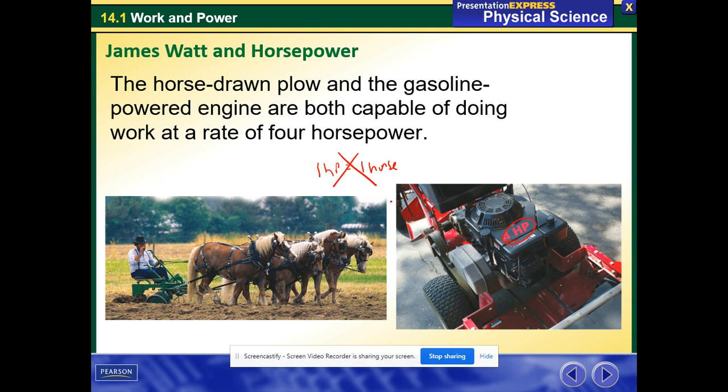This does not equal. Horses can actually pull with a max strength of about 14 horsepower, so you have to be careful how you define it. Horsepower is given to the general amount of power a horse has sustained over an extended period of time, not in one instant. So please don't get that confused when you guys are learning this.